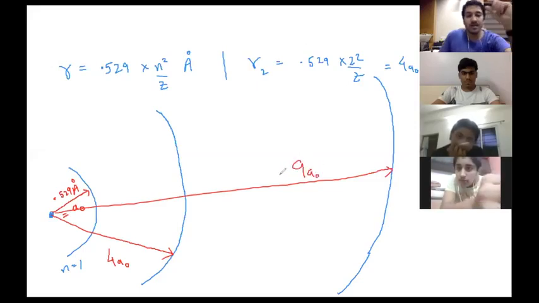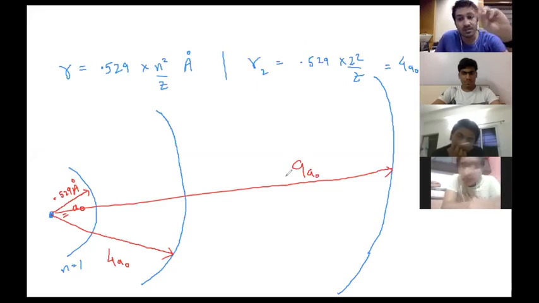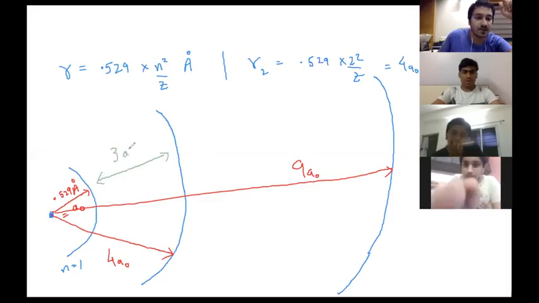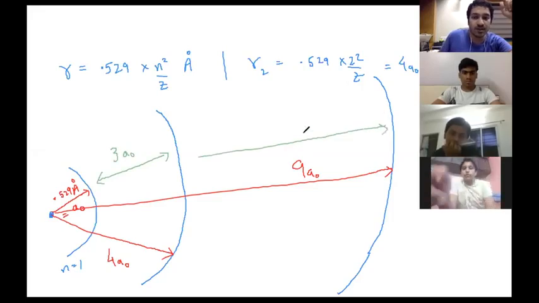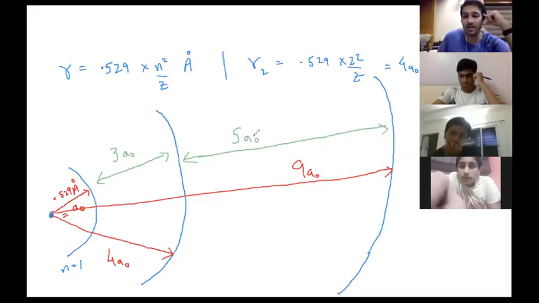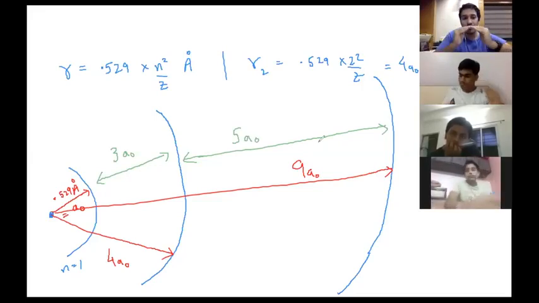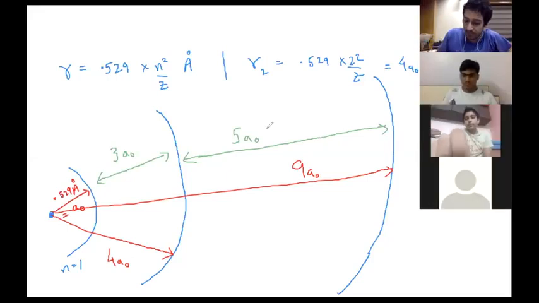So appreciate that the orbits are not equidistant. What is the difference in distance between the first and second orbits? 3a naught. But between the second and third, the distance is 5a naught. That's what I wanted you to understand, that the orbits are not equally spaced. They are not at a fixed distance: the second orbit is farther, the third even farther, the fourth even more. The distance between the orbits is also increasing, as 3, 5, 7.